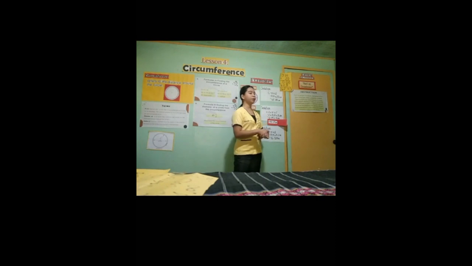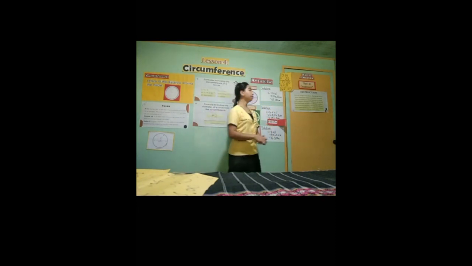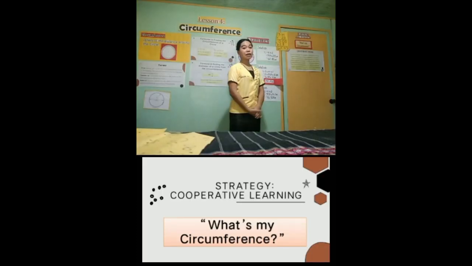So class, are we clear? Alright, very good. Now, I have here an activity for you to have fun and to understand our lesson for today. The title of our game or activity is What's My Circumference? So, are you ready? All right, very good.